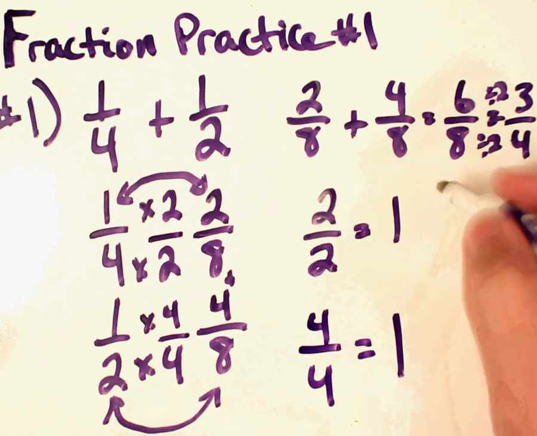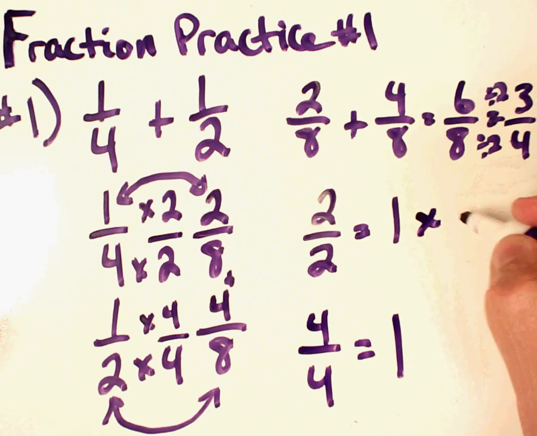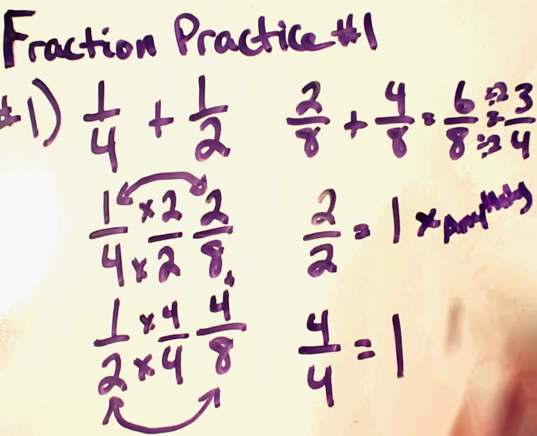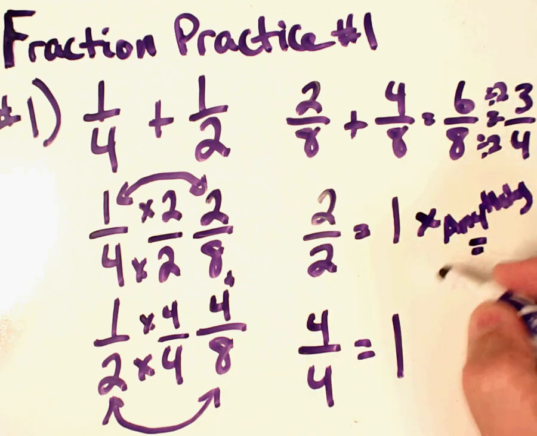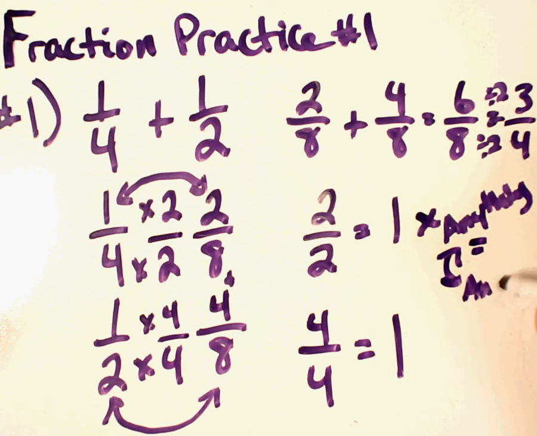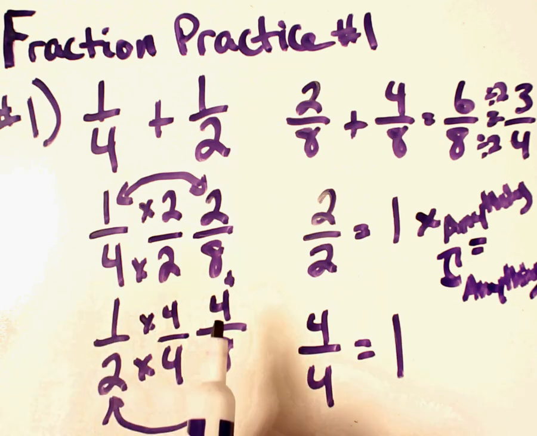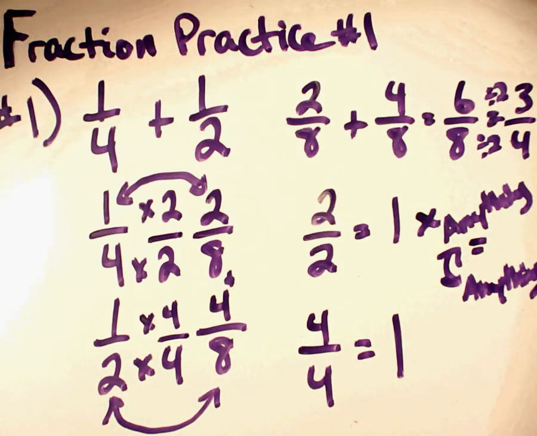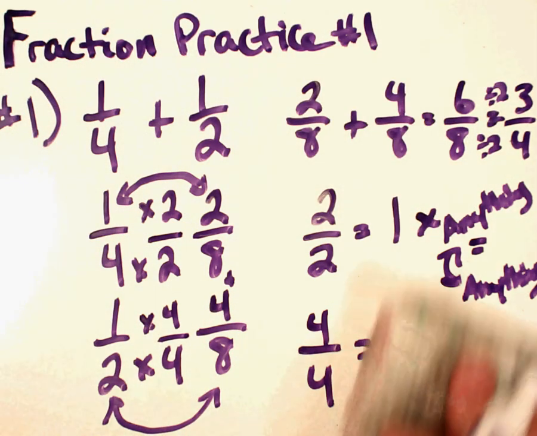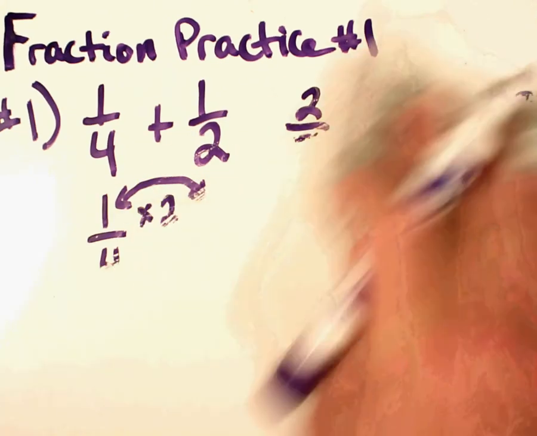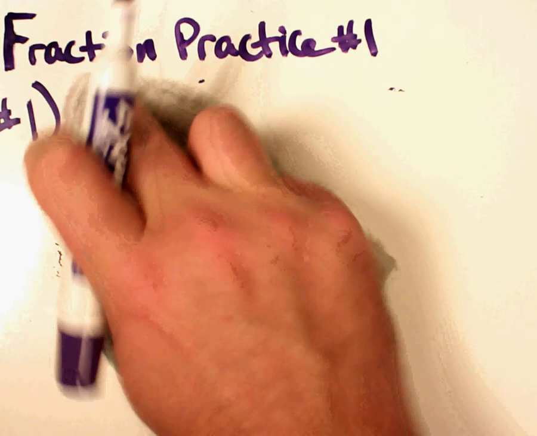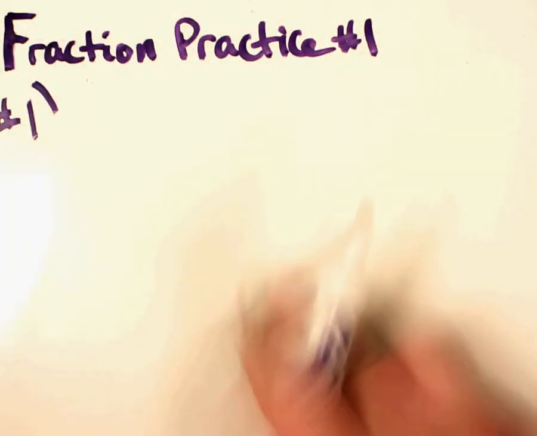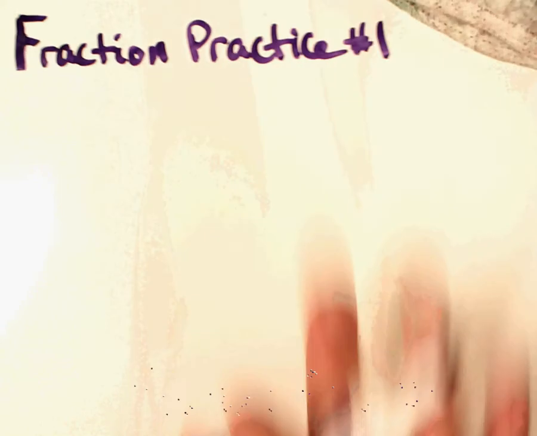If I multiply anything in the universe by 1, my answer is going to be whatever that anything was. So I haven't changed the value of these fractions. I've just found an equivalent that I can then use to add or subtract with. And I know that's a lot, and that's a lot of mess on the screen. So we're going to keep talking about this, and I'm going to go through these relatively slowly. All right, let's go on to number 2.